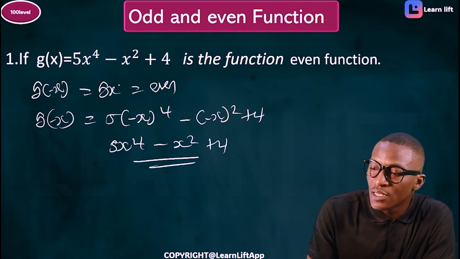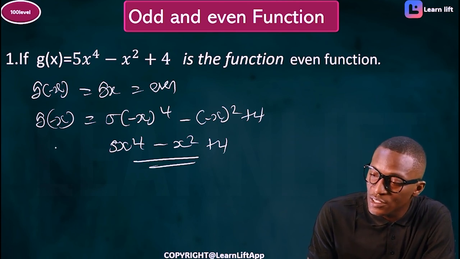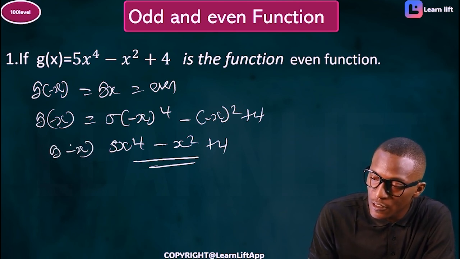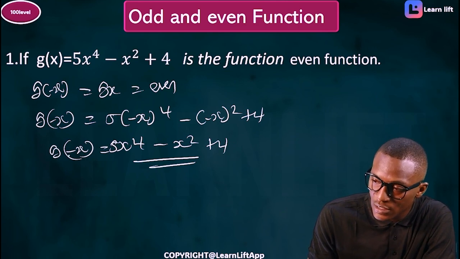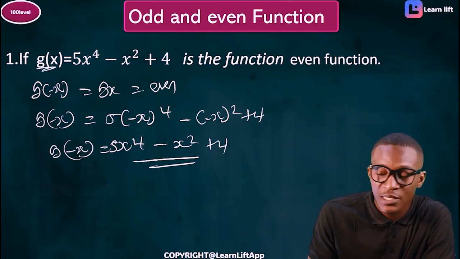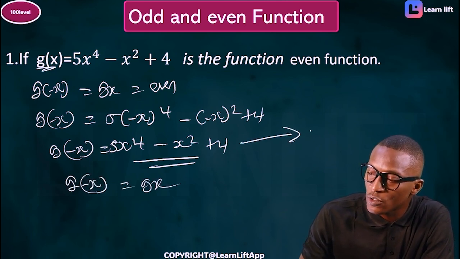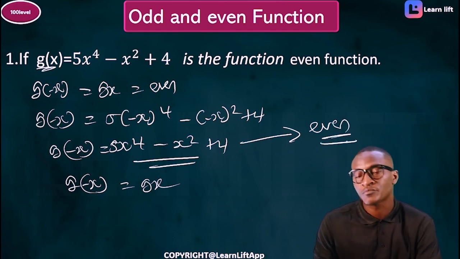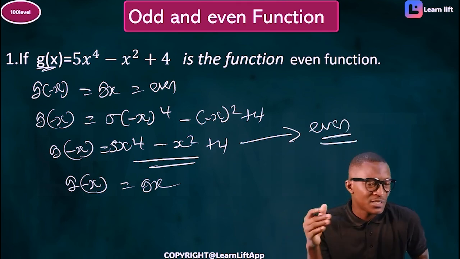What can you observe? It is still the same as the original. And this is g of minus x. So what is g of minus x? g of minus x gives g of x. This is g of x. This is g of minus x. Both of them are the same thing. Since g of minus x is equal to g of x, this function is said to be called what? Even. Do you understand that? Very simple.